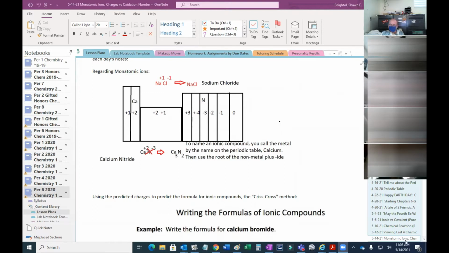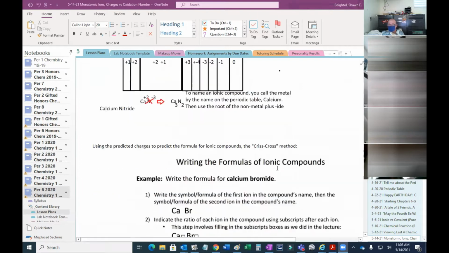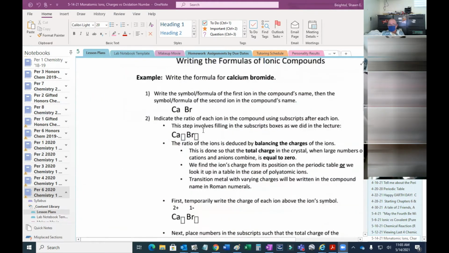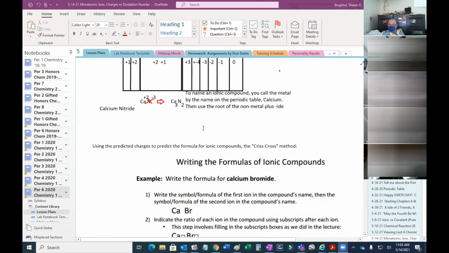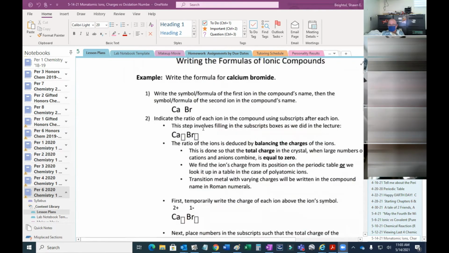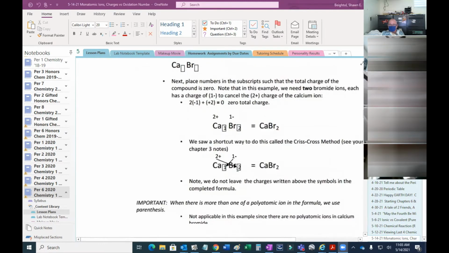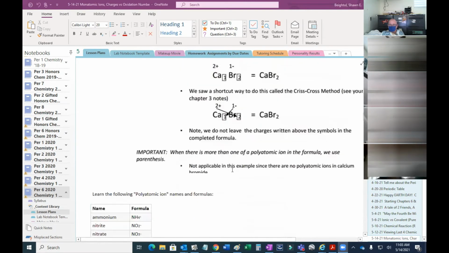I did not teach it. I'm going to teach it today, but it's right here. This, I don't know whose book that is out of. It might be yours, might be some other book. But I'm going to talk about this. How do you get the formula? How do you get the subscripts? It's called the crisscross method.